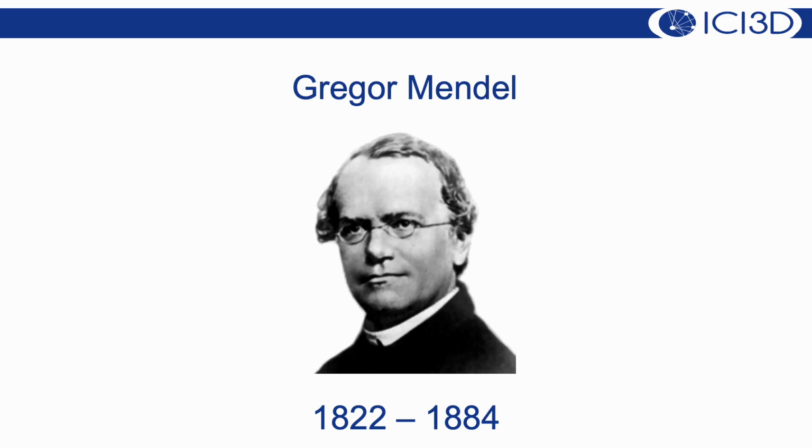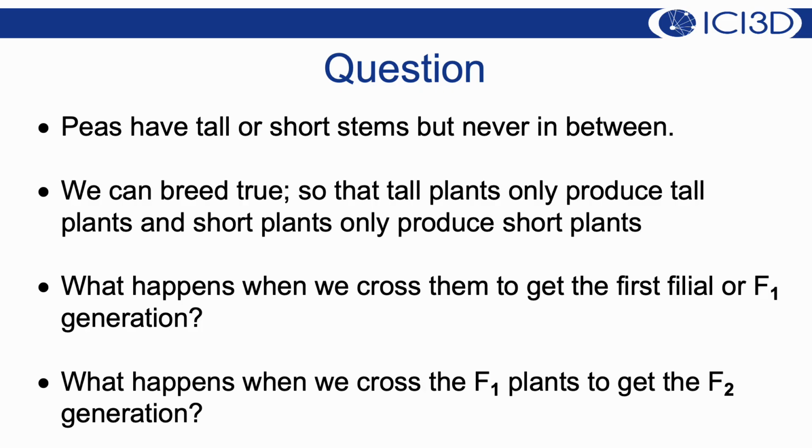a monk who lived in Europe in what is now, I think, the Czech Republic, and he was interested in gardening, and he was interested in peas in particular. And he did some very interesting things with peas. What he discovered was that when you grow peas, some of them have long stems and some of them have short stems, but they're never in between. It's either long or short. That seems to be it.